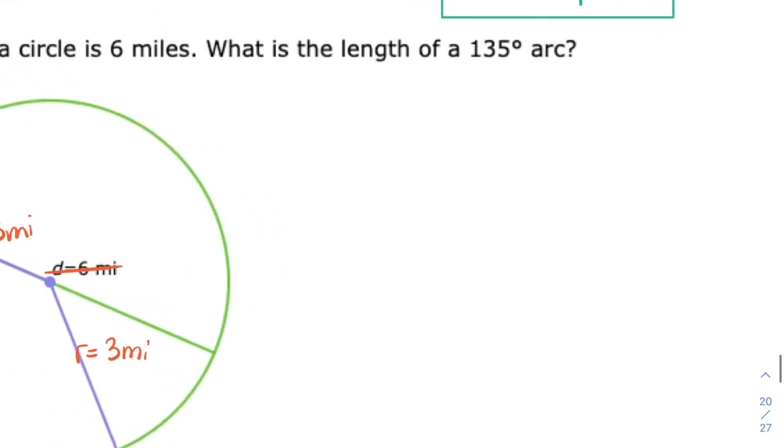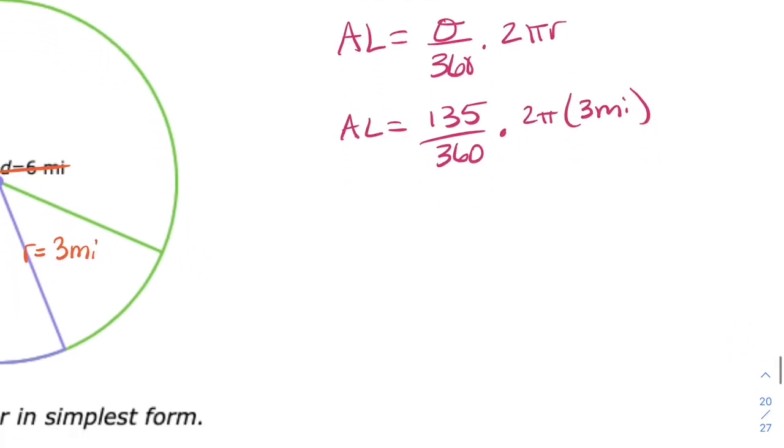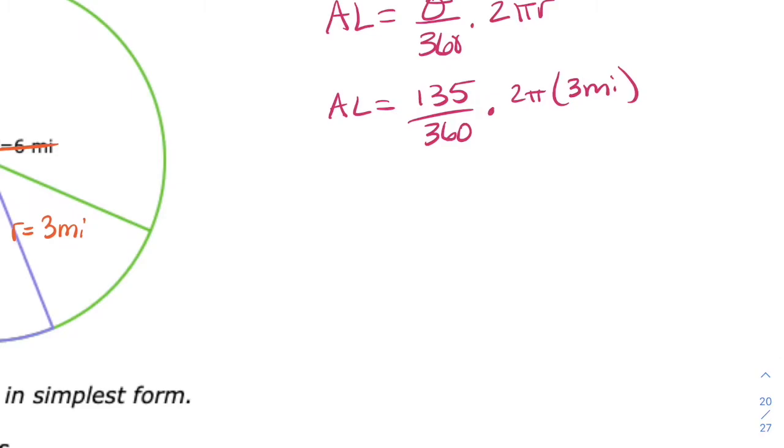But let's do the arc length here. So arc length equals theta over 360 times 2 pi r. So arc length equals 135 over 360 times 2 pi times 3 miles. Because I've simplified it up top, I know what it is, but let's just multiply across. Let's simplify it after. That's a different strategy.